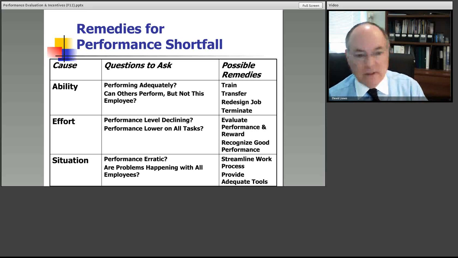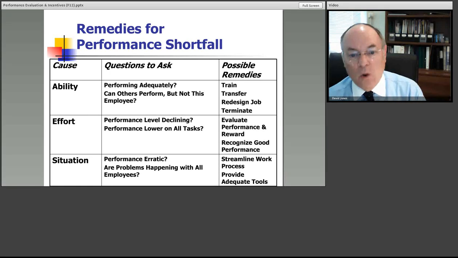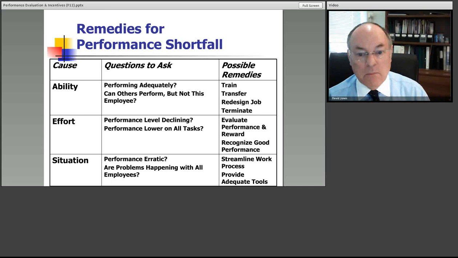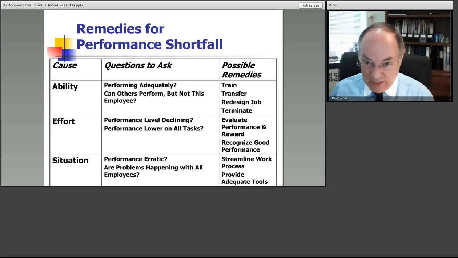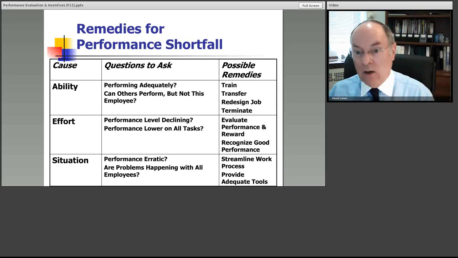Effort. Now, this one's a tough one. The performance declines because they're not putting the time in, they're not really showing the proactivity that you want. Well, evaluate performance and reward. So, in other words, if you want them to have more effort, you give them more incentives. That's the idea. Or recognize good performance when they do it. So you try to create this model of what you actually want them to do.